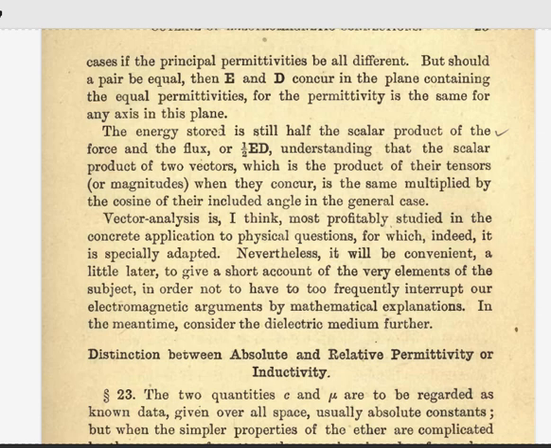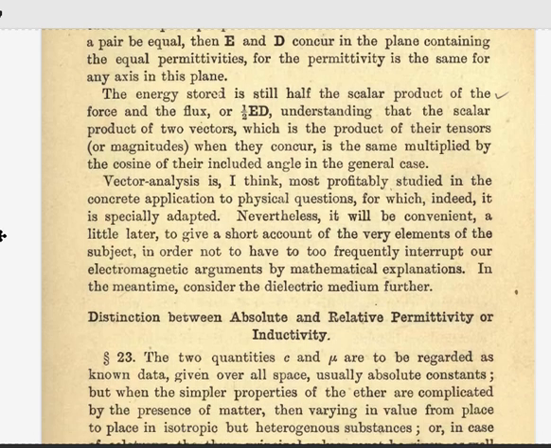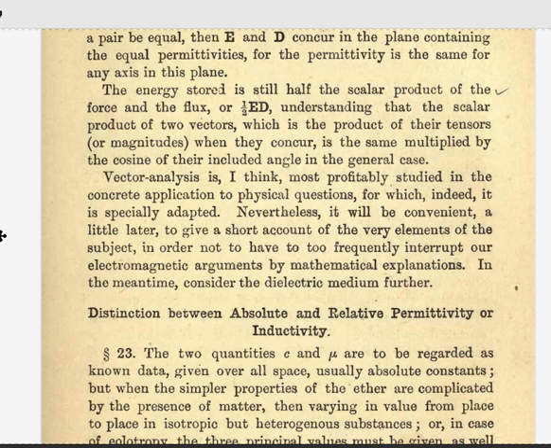The energy stored is still half the scalar product of the force and the flux, or half ED, understanding that the scalar product of two vectors, which is the product of their tensors when they concur, is the same multiplied by the cosine of their included angle in the general case.